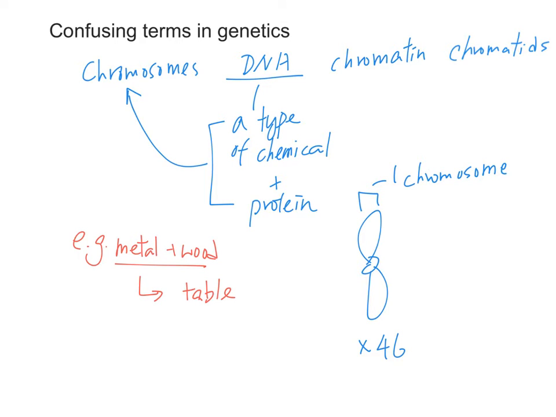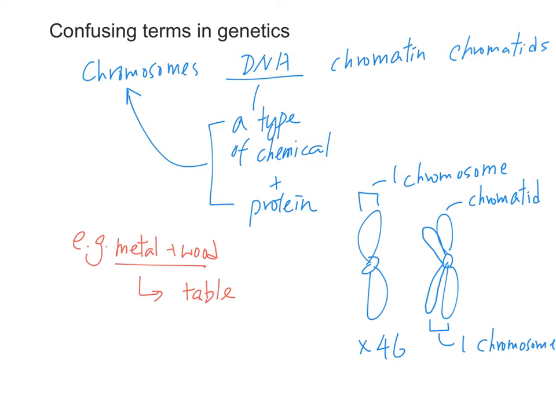Okay, one chromosome. Now sometimes before the cell is about to divide, the chromosome has to make an extra copy of itself. So in this case, this is still considered as one chromosome. But we have two chromatids here. So each member, we call it one chromatid. So in one chromosome here, we have two chromatids.